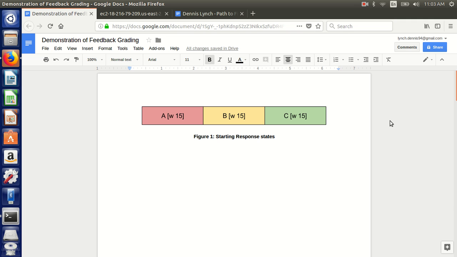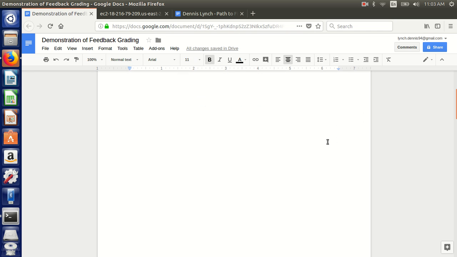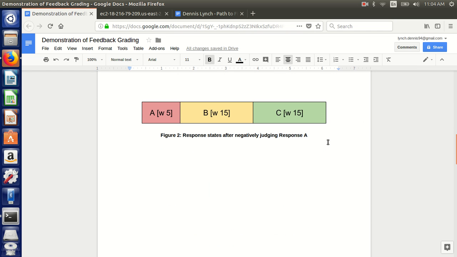Now assume that there are 3 responses an agent can give to a question. Initially, all 3 responses are weighted equally. However, once the user gives feedback on a response, if the sum of grades is below average, 15 out of 30, the weight of that response is diminished, making it less likely to be chosen in a uniform distribution, as seen by response A here.